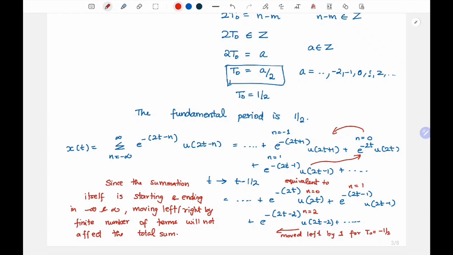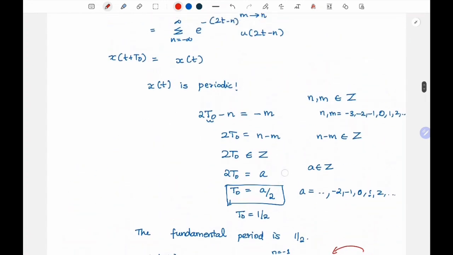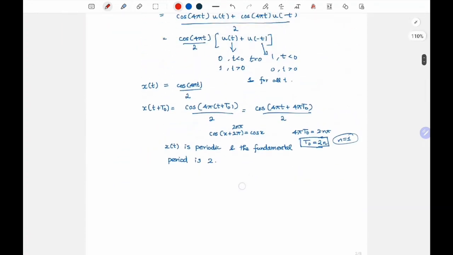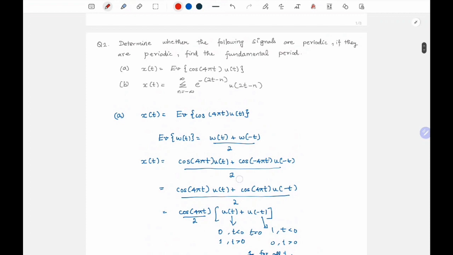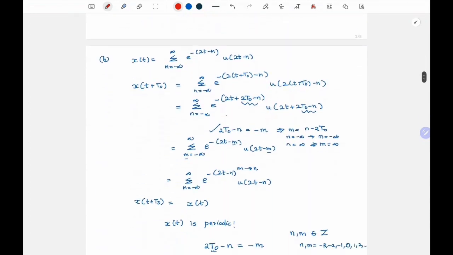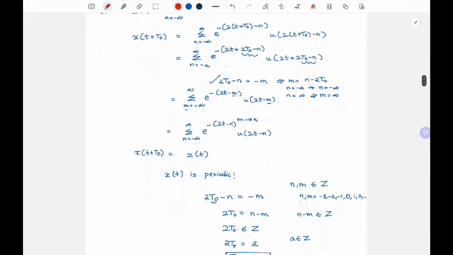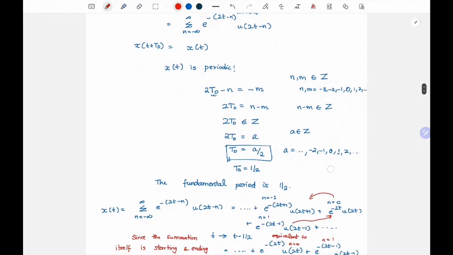So we can say that it is periodic. It is actually periodic. Okay. So you can go through it once again if you did not get it in the first go. Okay, moving on.